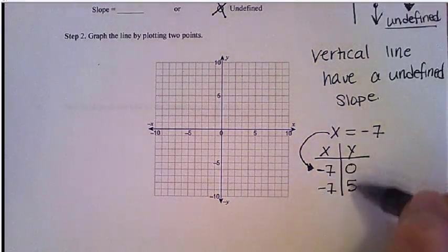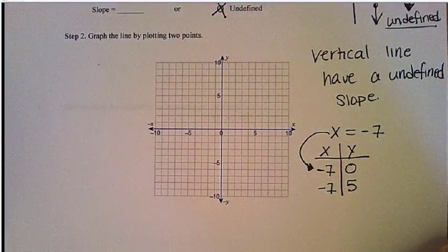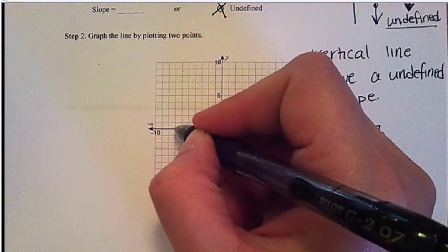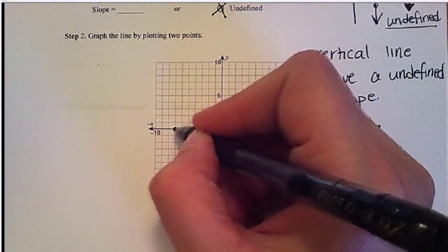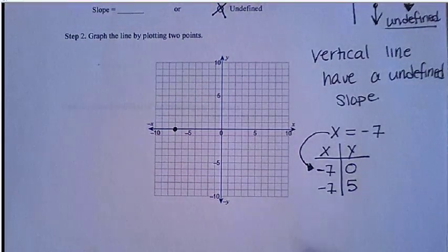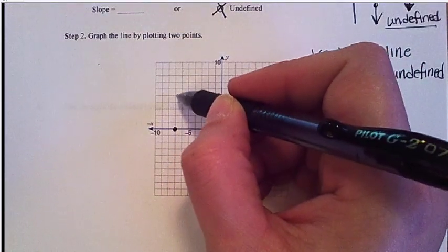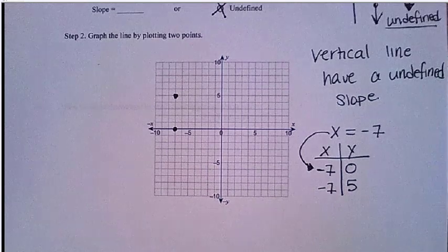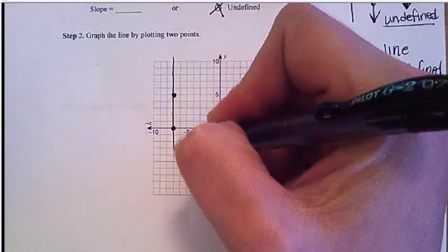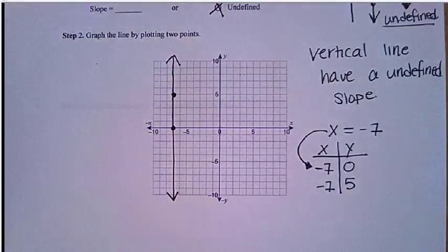We're just picking two values of y that are going to be along that x equal to -7 line. So for our first point, we're going to go to the left 7, and we're going to do a dot right there since we're finding -7, 0. For our second one, we're going to again go to the left 7, but this time we're going to go up 5. And there's our second point, and again, drawing our line straight up and down to get our vertical line, x equal to -7.